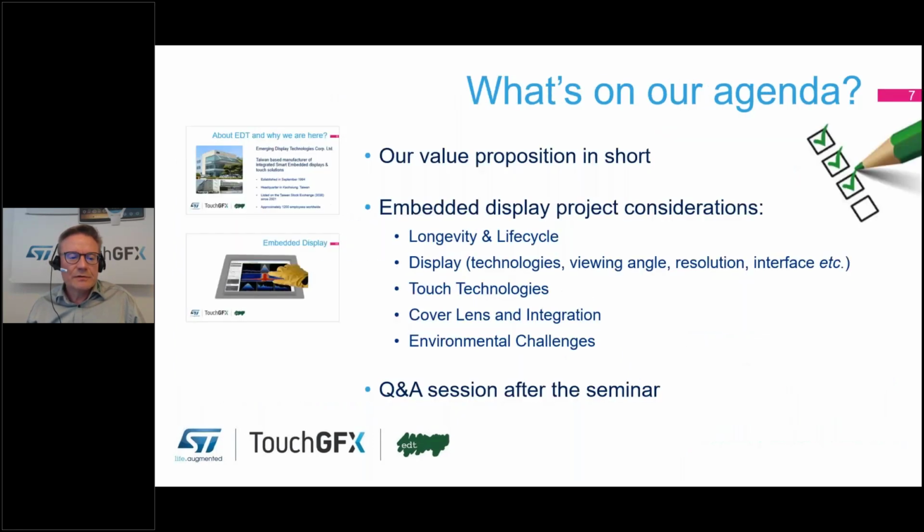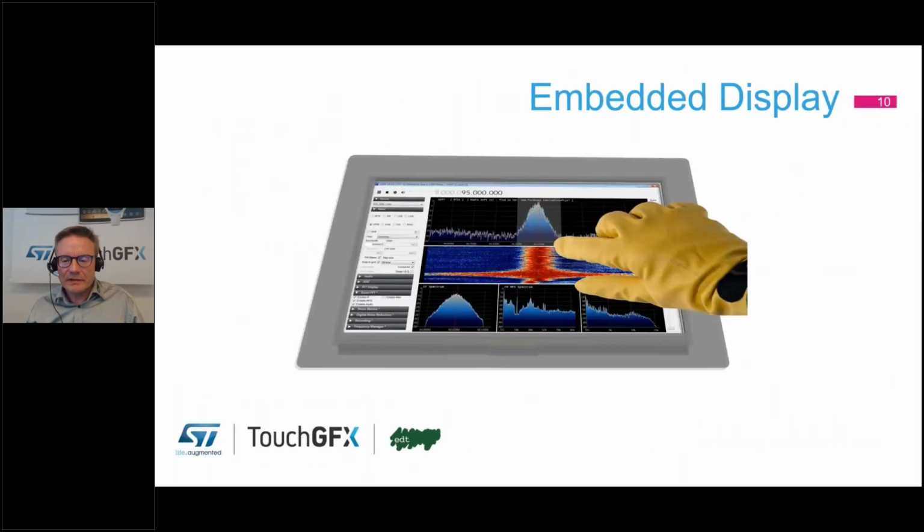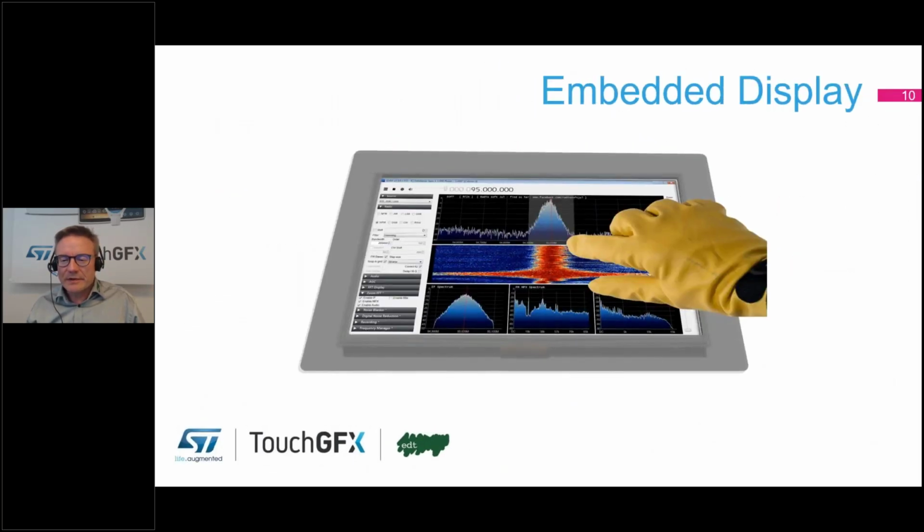Let's dig deeper into the embedded display. Many people consider a display to be just an off-the-shelf item, something you can go out and grab on any corner. But it's actually a very, very complex system, especially if we have a touch display as we are showing on the screen here. It consists of a lot of different materials and components that have to be combined in the right way and sourced from the right sources to form a good embedded display.